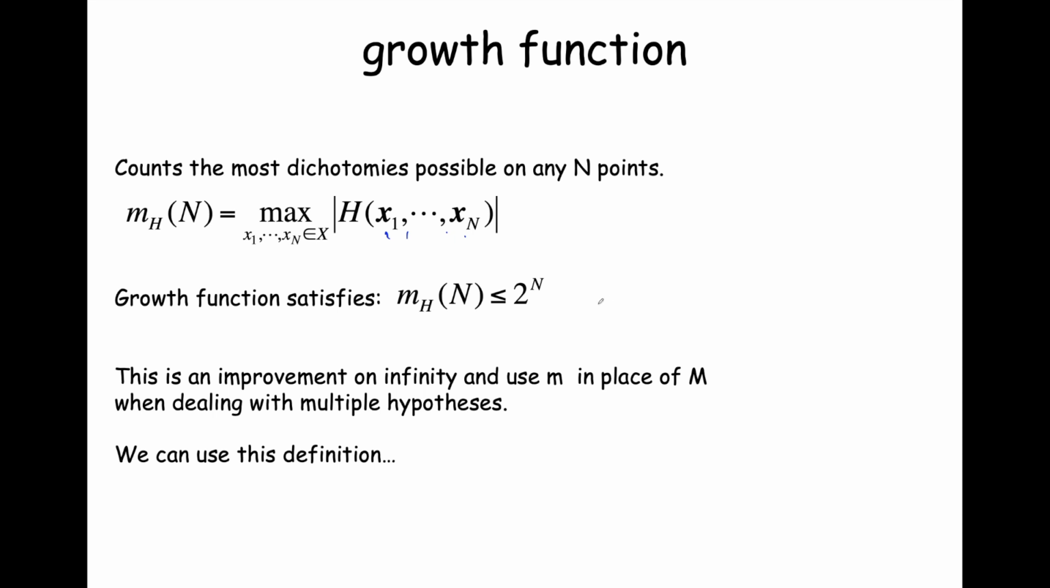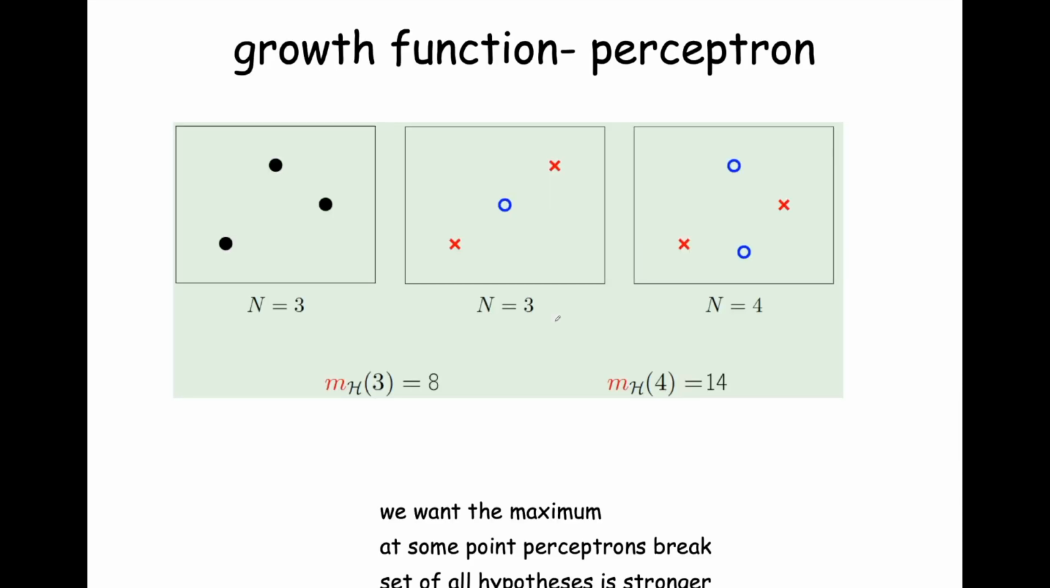Now, this is a dramatic improvement on infinity, and we can use our growth function in place of m whenever we're dealing with these multiple hypotheses, because we're effectively collapsing a large number of them into a single equivalence class based on their ability to produce different sets of labelings for the in-sample points. So let's go ahead and carry this definition forward, and let's look at the growth function for the perceptron.